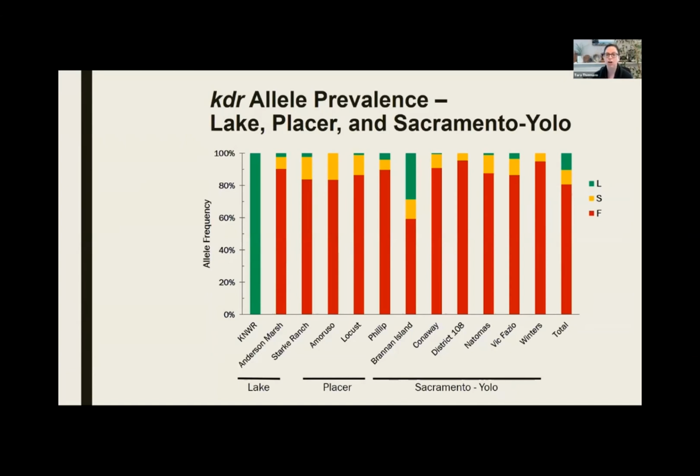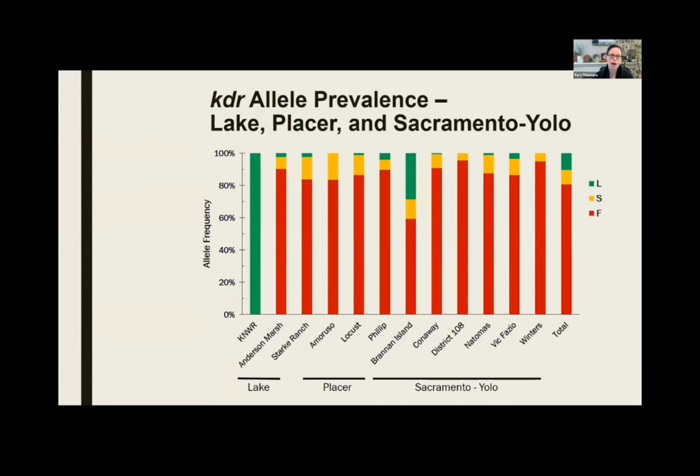So here are some of the populations from Lake Placer and Sacramento. On the left, we have that KNWR colony. This is our susceptible colony. Good news, all of the alleles in that colony are the leucine, or the wild type, or the susceptible allele. So the green here, leucine, is our susceptible allele. So that's what we expect. That's good news.